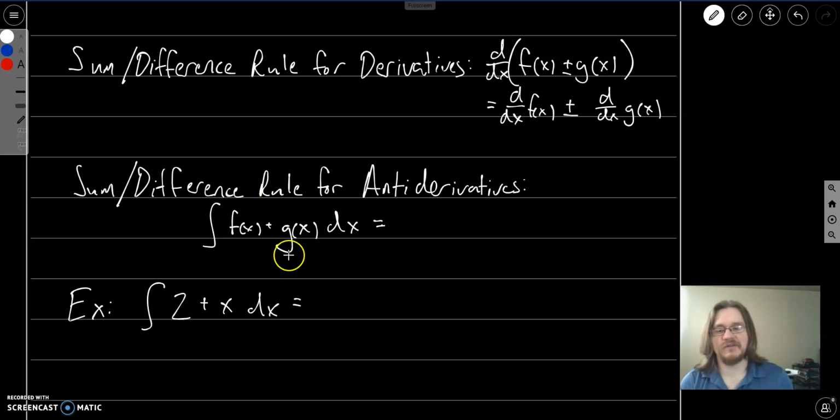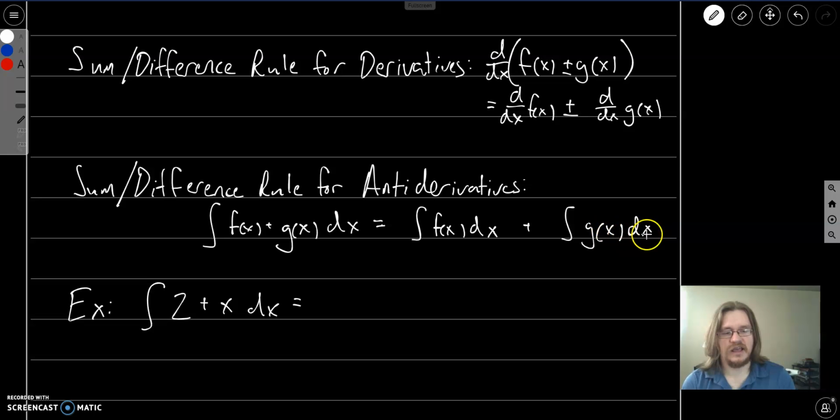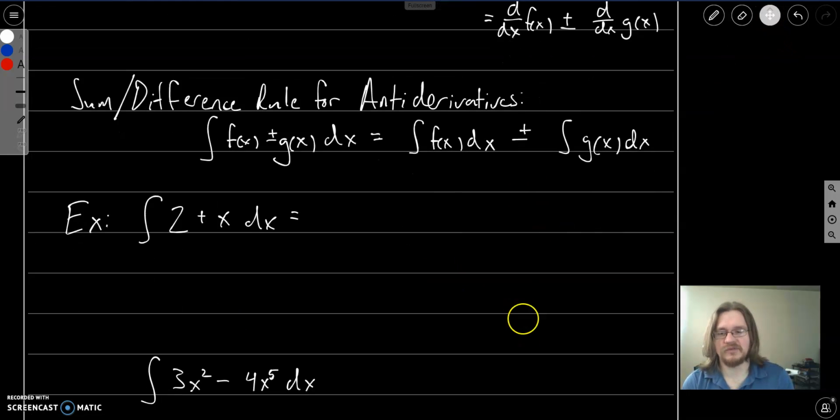The rule for antiderivatives is exactly the same. If I'm taking the antiderivative of f plus g, this is going to be the antiderivative of f plus the antiderivative of g. And the same thing if it were subtracting. If it were subtraction, I would just have subtraction. So we'll just do plus or minus is plus or minus, and you use the appropriate one. It's just the same one. So let's go through a few examples here.